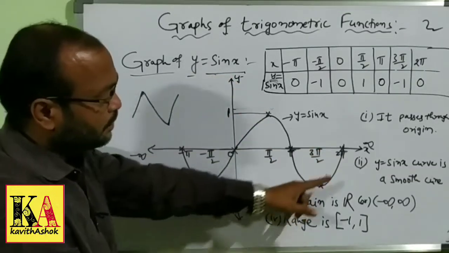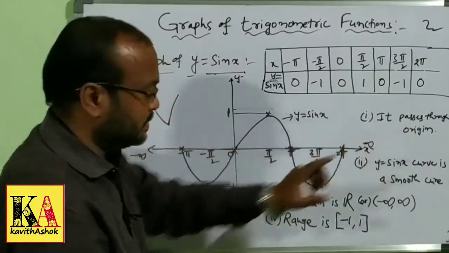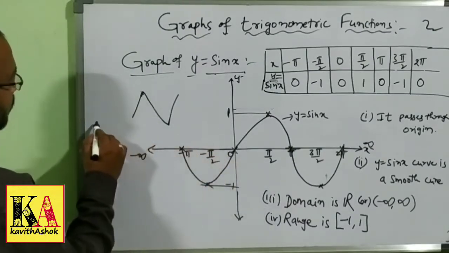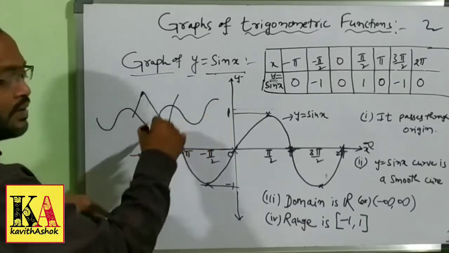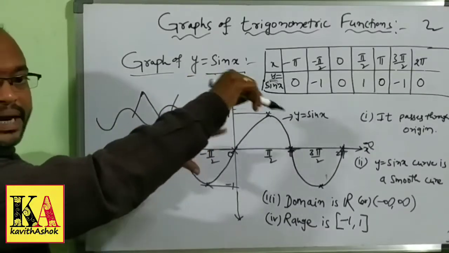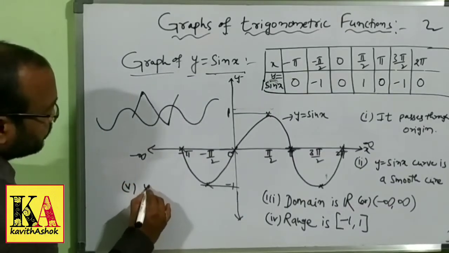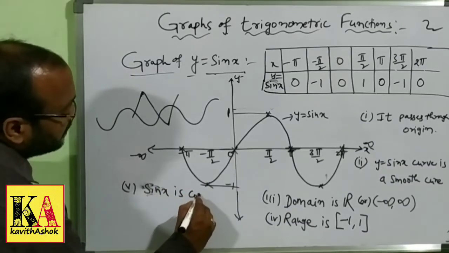Domain completed, range completed, and the sin x curve is a smooth curve and it passes through the origin. And one more point is there. If we start drawing the graph like this, we can complete it without raising our hand. That's why our sin x function, y is equal to sin x, is a continuous function.